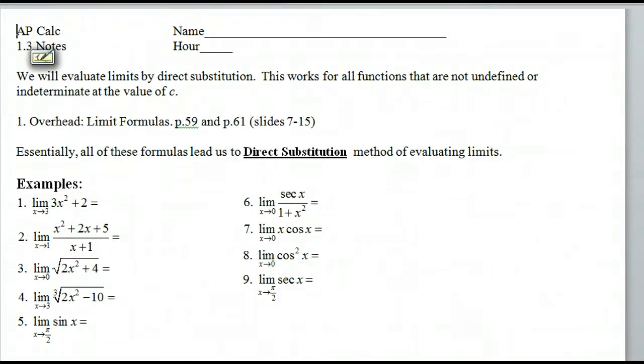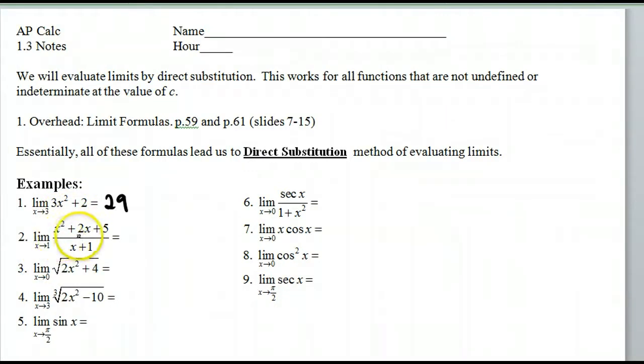So to find the limit of this first one, I'm going to start by just taking the 3 and plugging it in to this function. If I square 3, that's 9 times 3, 27. So I'm going to get 29. And so that's just direct substitution. Evaluate a limit by direct substitution. It works. No problem.